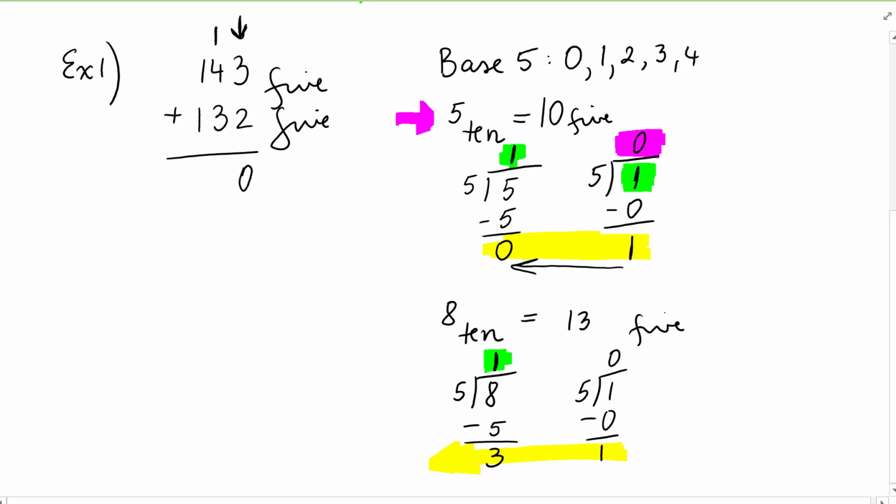So going back to our addition, we record 3 and we move over 1. 1 plus 1 plus 1 is 3. And that is a digit in base 5. So the answer to this addition is 330 in base 5.